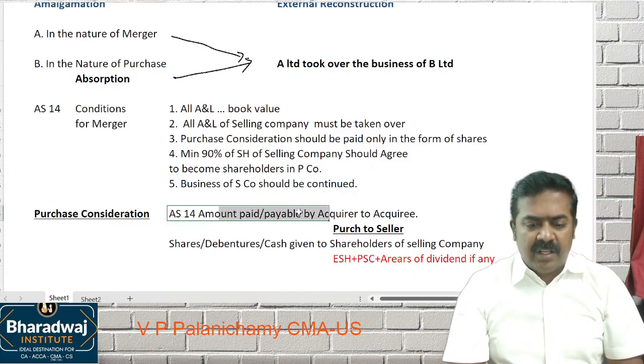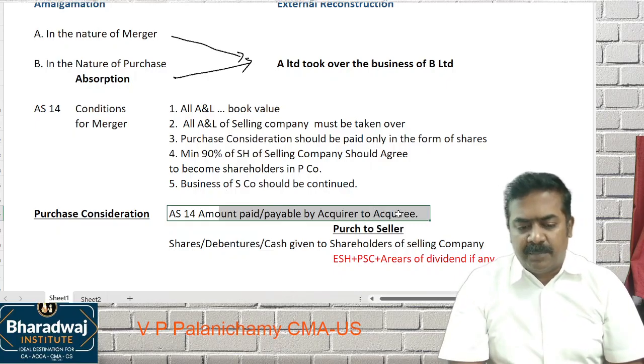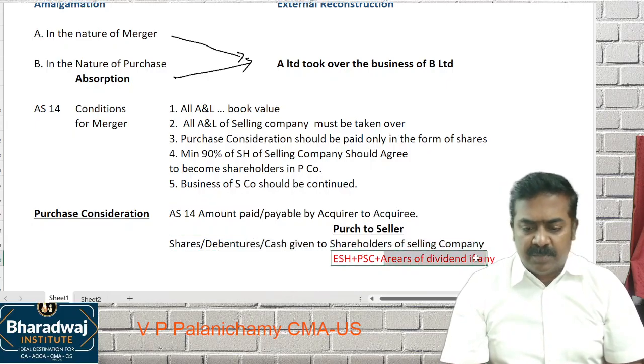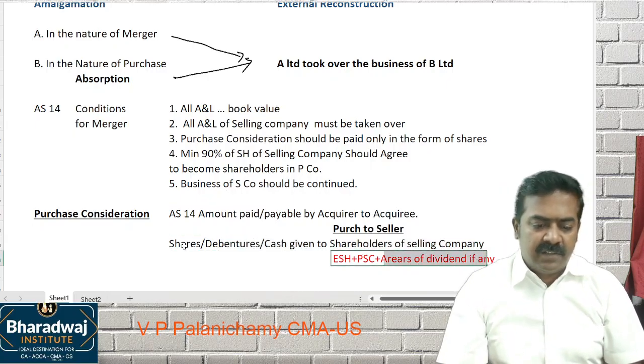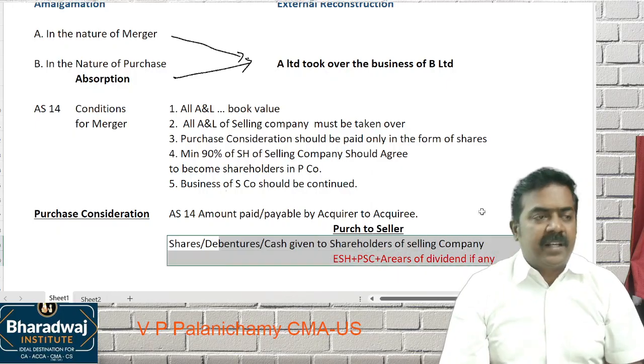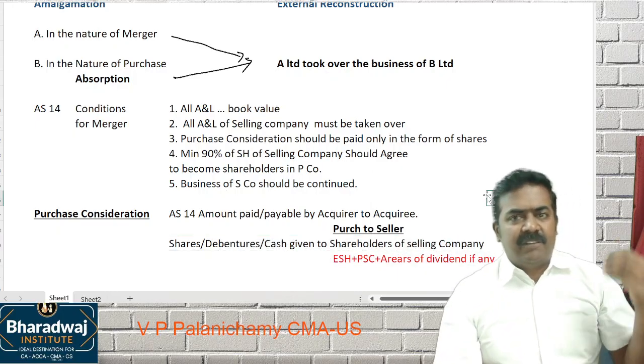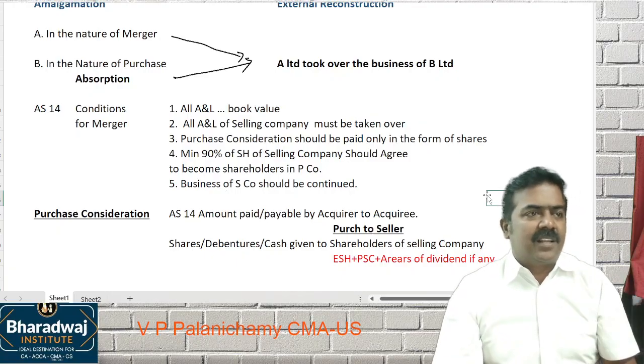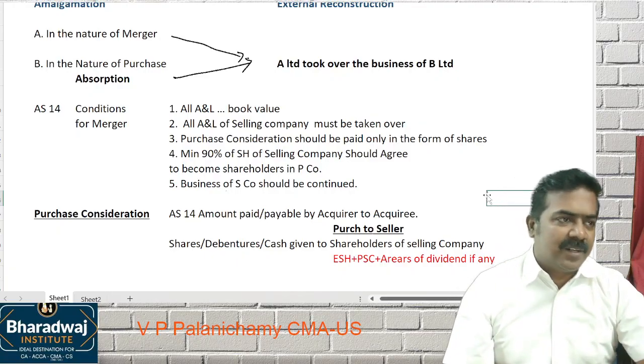Okay. What is the purchase consideration? As per AS 14, the amount payable by the purchasing company to the selling company, okay, to the shareholders, equity shareholders plus preference shareholders plus arrears of dividend if any, only this much should be taken as purchase consideration. When you are discharging debenture holders, creditors, or other liabilities, that should not be taken as purchase consideration.